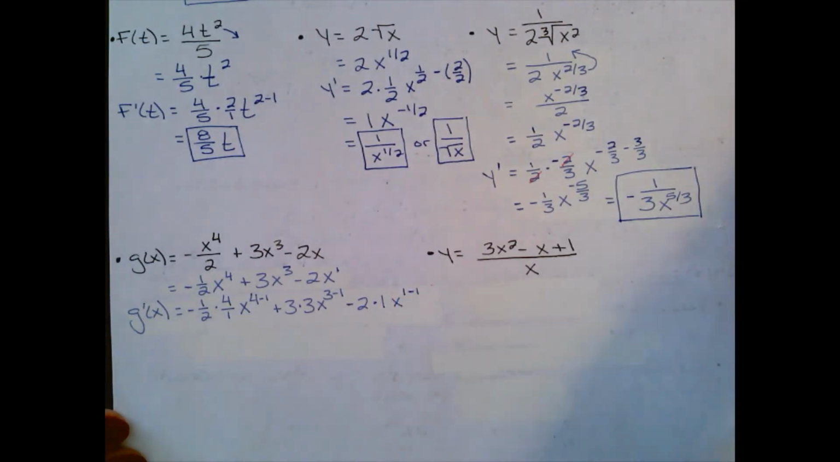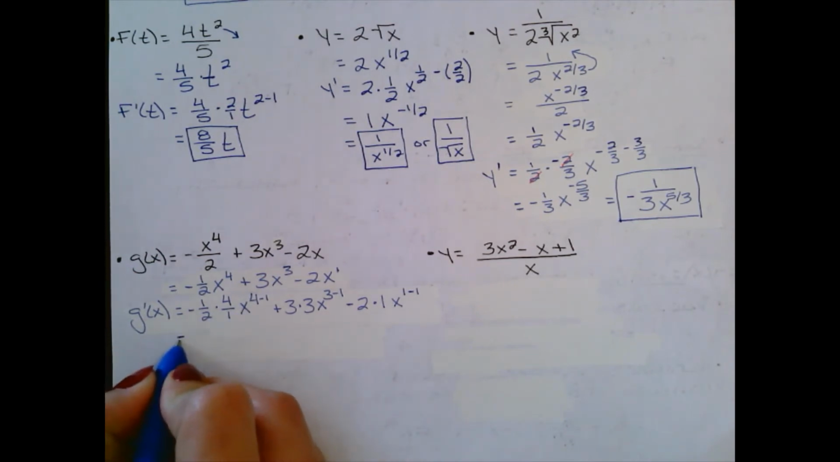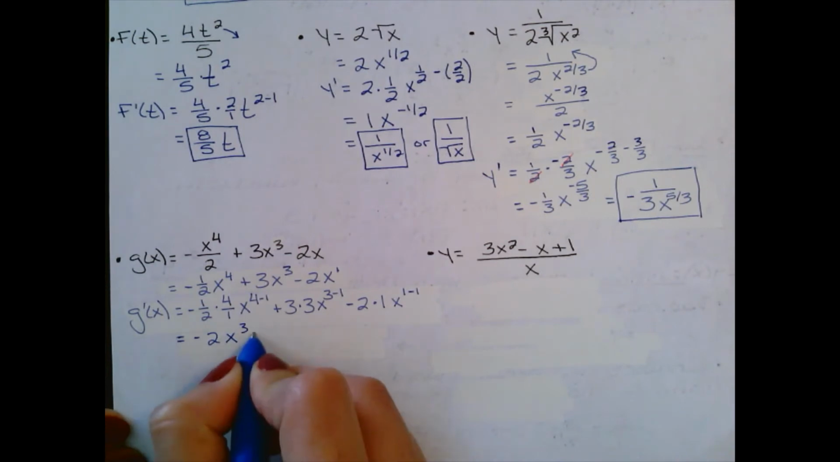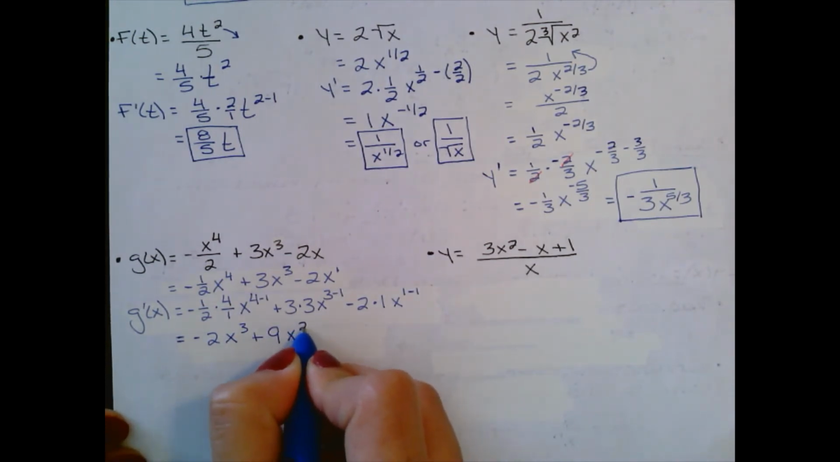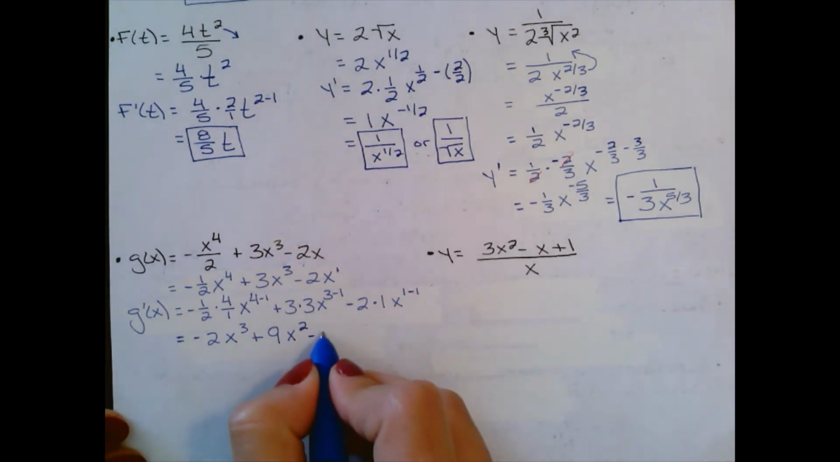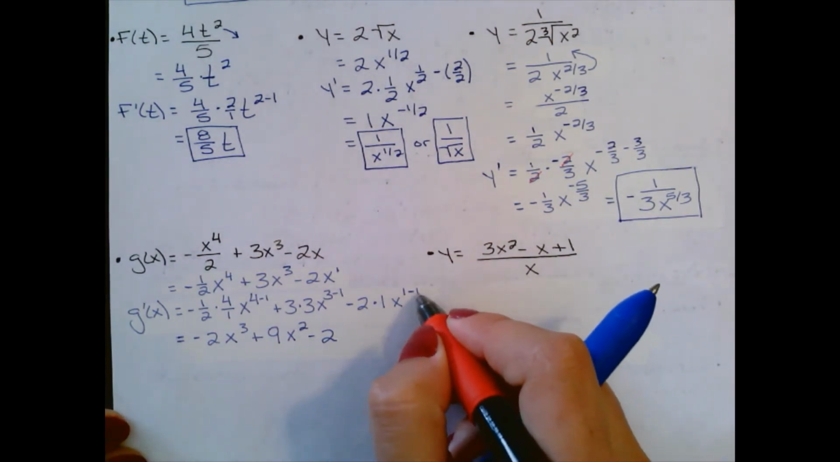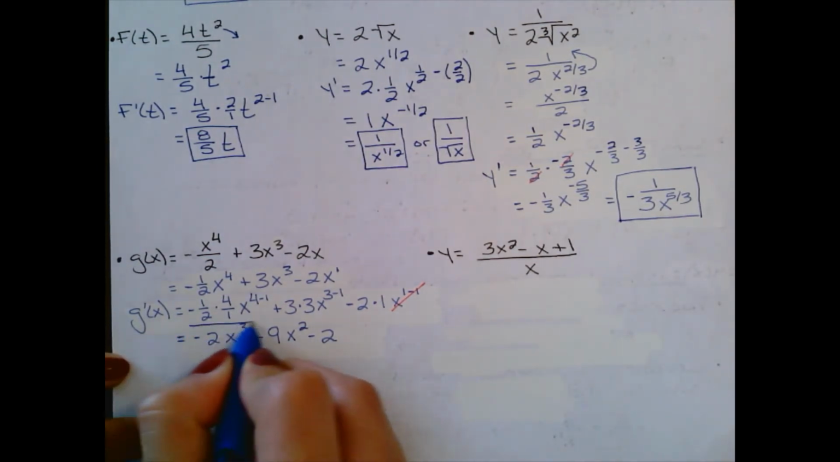Okay? So you're going to see here, when I multiply 4 over 2, is going to give me 2, and then I have that negative there. Negative 2x to the 3rd, plus 3 times 3 is 9. X to the 2nd power, 3 minus 2, minus 2 times 1 is 2, and then 1 minus 1 is 0. Anything raised to 0 is just 1, so that will cancel out. Okay? And here is my answer for this one.